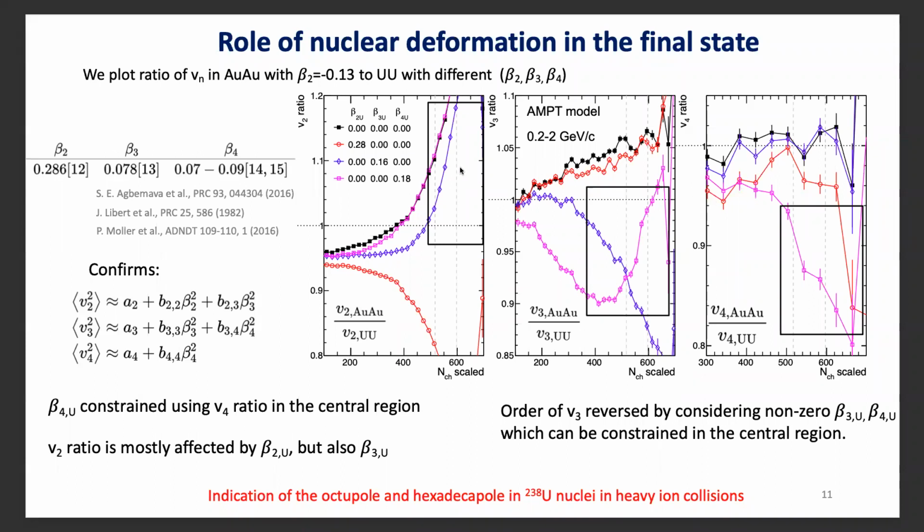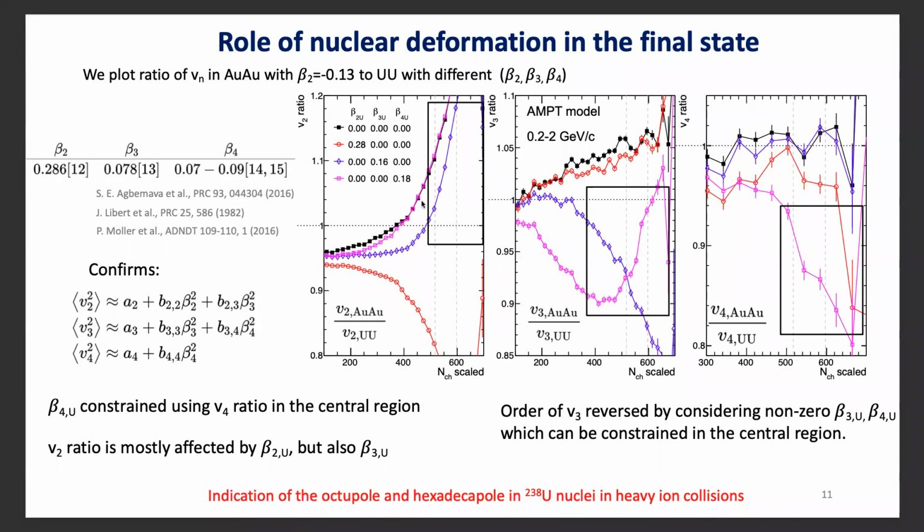So if we input beta 3, you can see there is a little difference here. So it means that beta 3 can contribute to v2, but for v3, the trend is totally reversed. So it means the v3 is mostly dominated by beta 3. For v4, you still have some difference, some contributions.